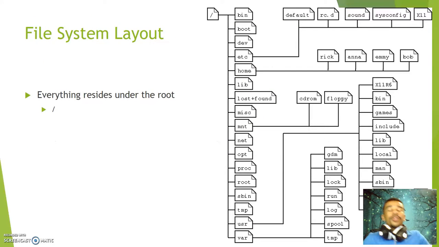So let's take a quick look at the file system layout. You'll see on this visual to the right, it looks like a pretty intimidating hierarchy and a pretty big graph, but we can tackle this pretty easily, and we'll go through it slowly so that we can get a good understanding of what everything is doing. So the most important thing to note is that everything resides under the root directory. Now, this root directory is simply denoted with a /.